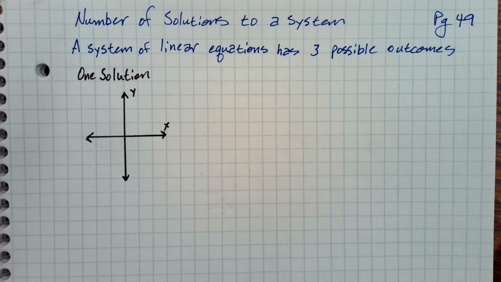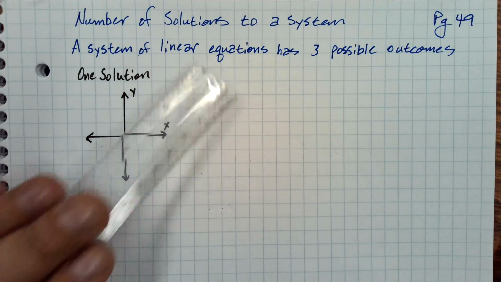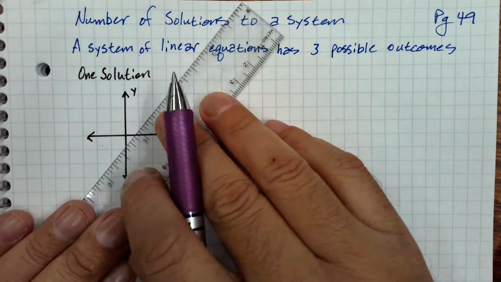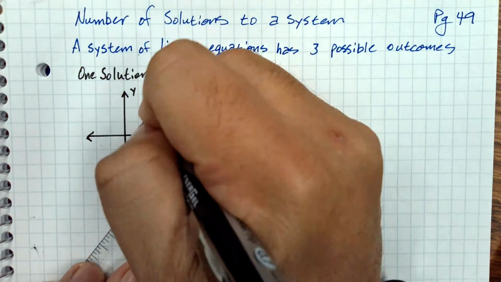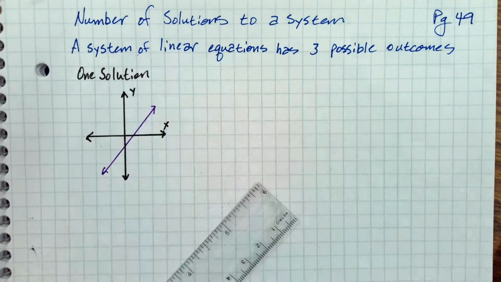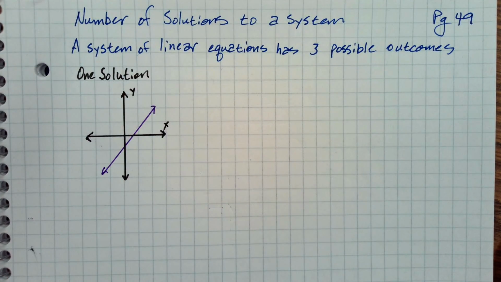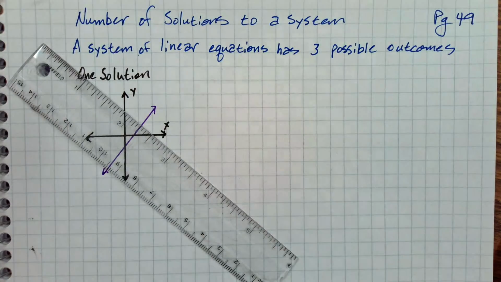So one possibility is that the system, well, remember, this is a linear system. So in theory, we have two lines, right? And when you have one solution, how do those two lines interact? They cross at one point. Since they're lines, they're only going to touch at one location. So let's say we have a line that does something like this. Okay. And another line that crosses like so.